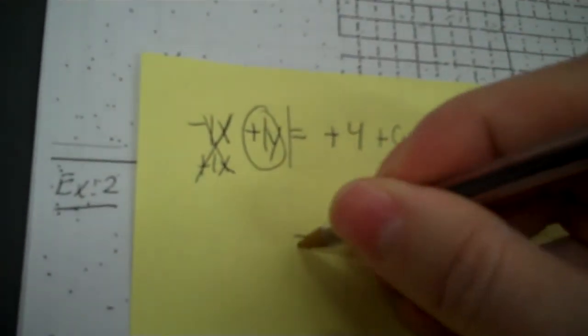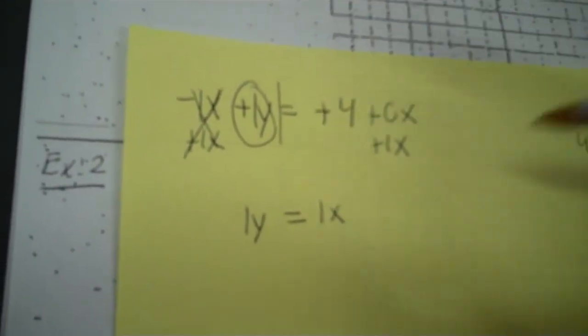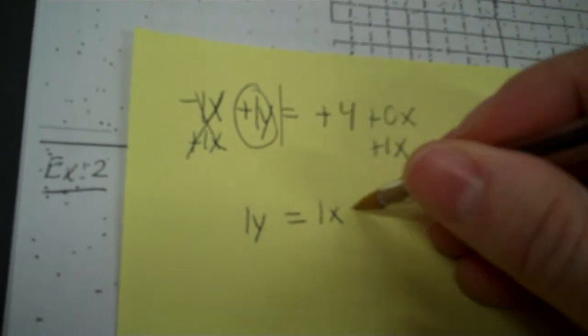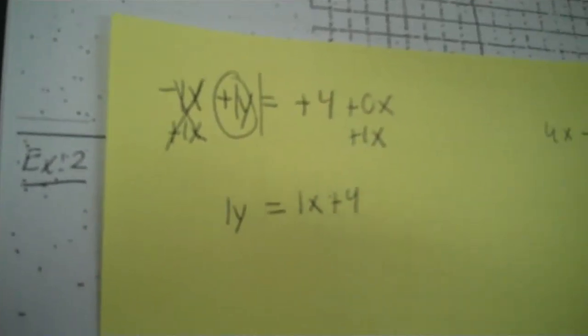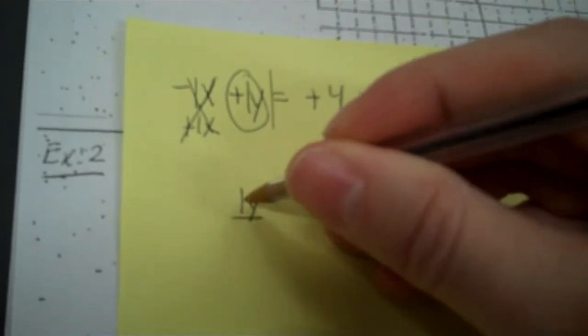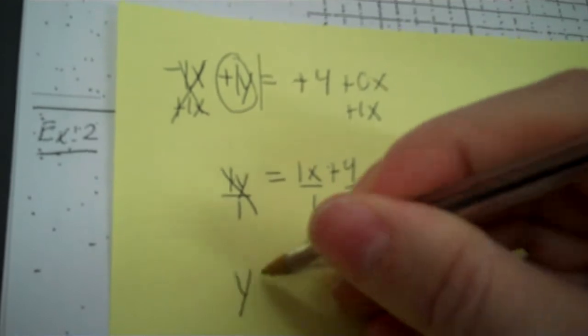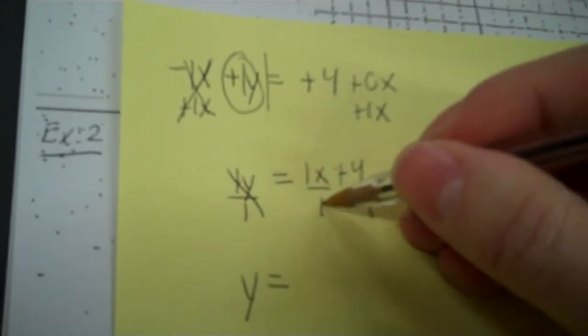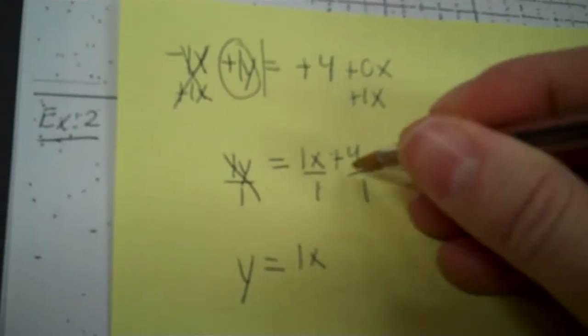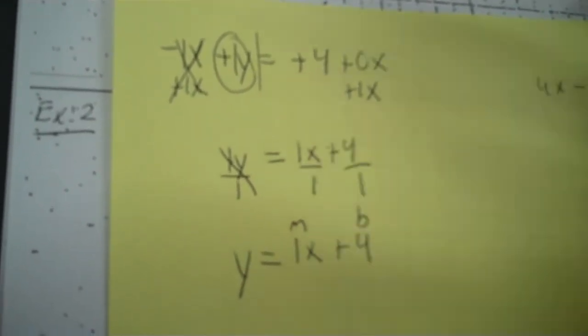So line up your equals, you have 1y. 0x plus 1x is 1x. You put that first. You have to do your x's first and the plus 4. Now I can divide by the number in front of the y. Divide by this number here. And now y will be by itself. So 1 divided by 1 would be 1x. 4 divided by 1 is 4. Now I have my m and my b.